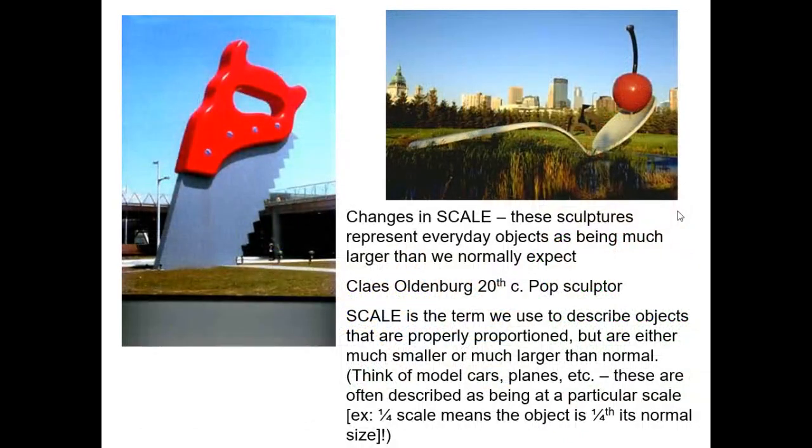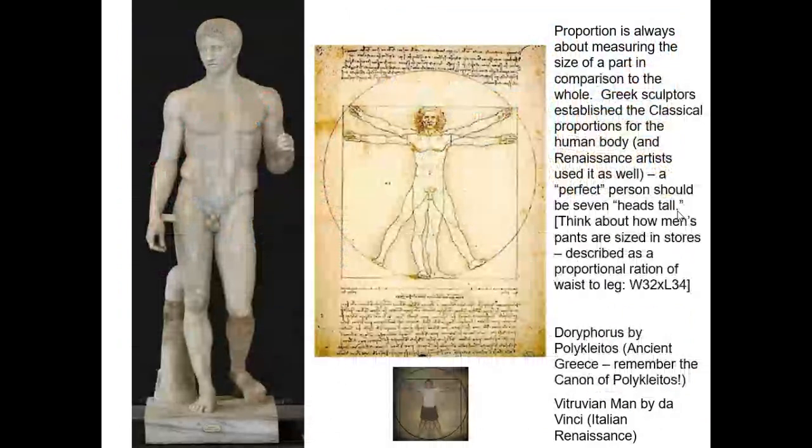We also talked about the issue of size, and we talk about size in a couple different ways. When we talk about scale, we're usually referring to something that seems proportioned to the way we expect it to be in the real world, but is rendered either much larger or much smaller. In this case, with Claes Oldenburg's work, they are objects that you recognize from daily life, but they are rendered at a much, much larger scale than you would expect.